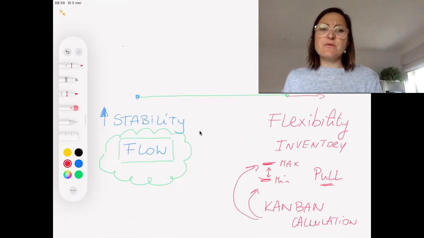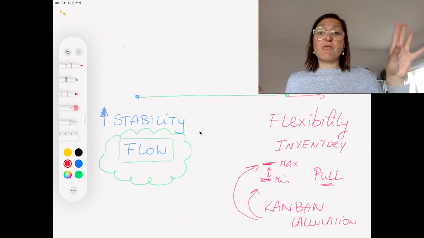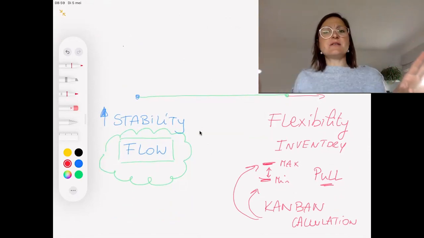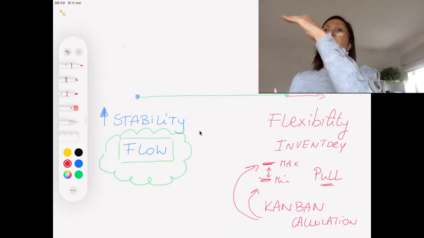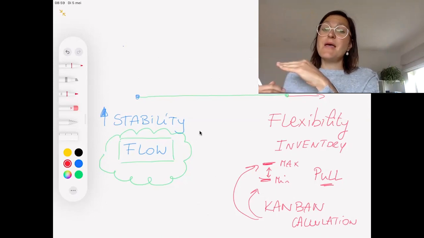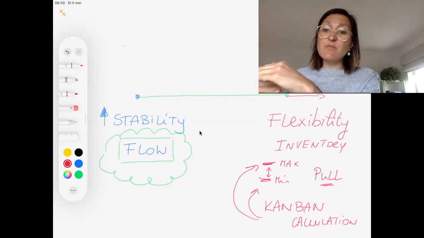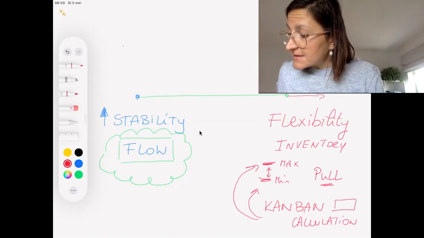Okay, great. So on one extreme, we've got stability, maximum flow, one-piece shirt. On the other side, we see that's practically difficult. So we want to have some inventory, but we want to keep it within order. So we install a pull system with a signaling, and the signal is actually the Kanban card. This is the signal.